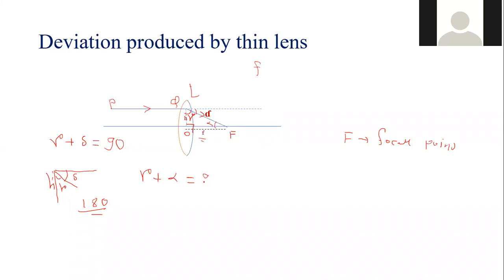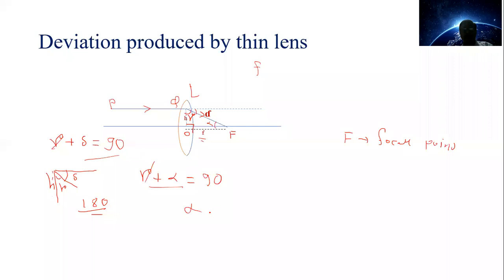No. 90 degree. Right. Now we can compare these two equations. Comparing these two equations, gamma gets cancelled and we get alpha is equal to delta.